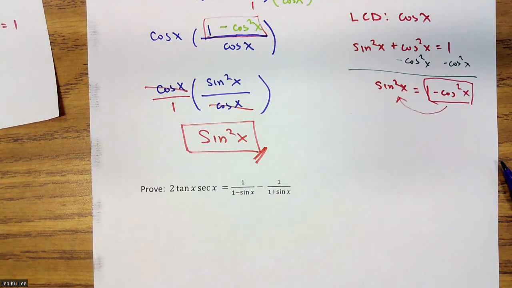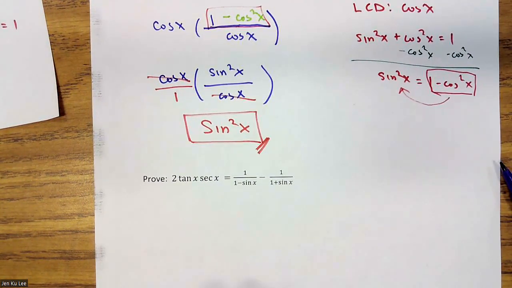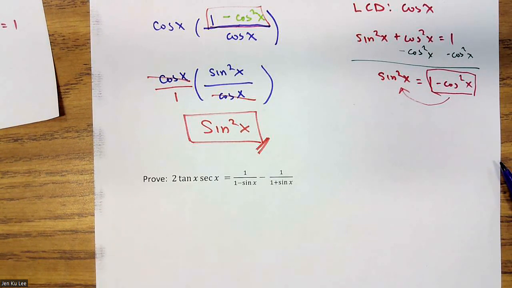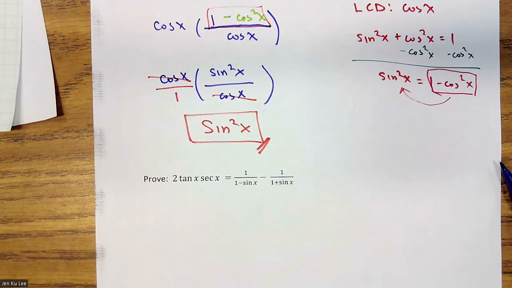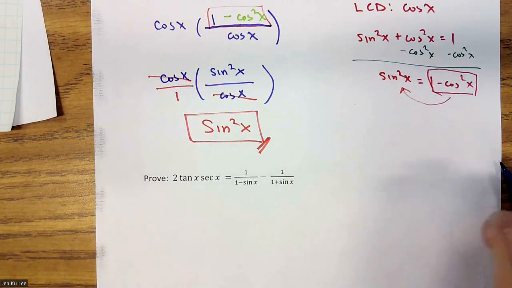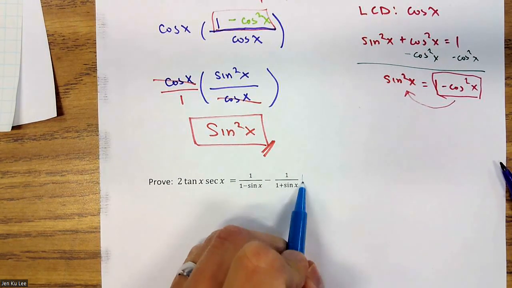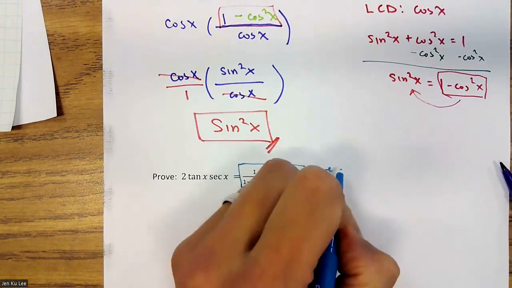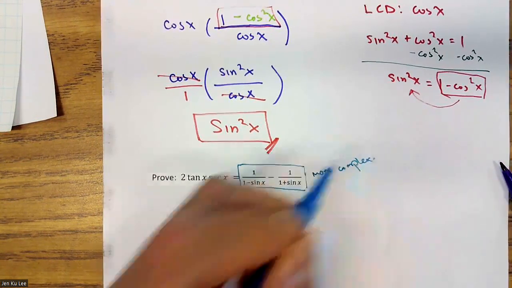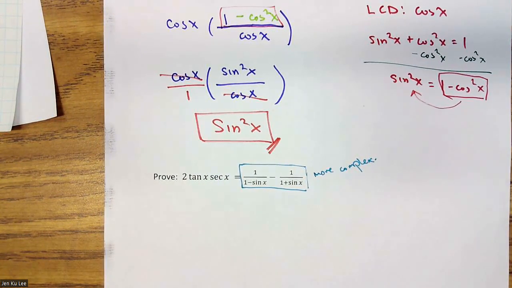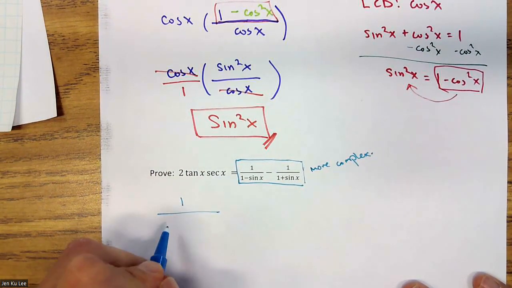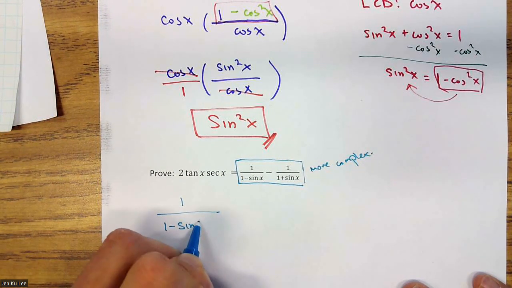So this one here, we have 2 tangent of x times secant of x equals this complicated one here, right? So this side here is the more complicated side, more complex. So everything is in terms of sine and cosine. So I'm gonna just write it out again so I can work with it.